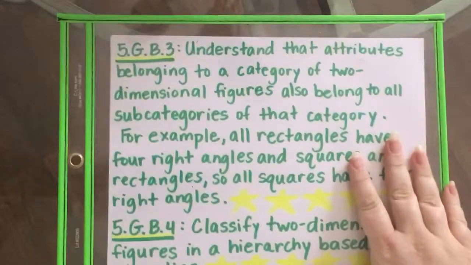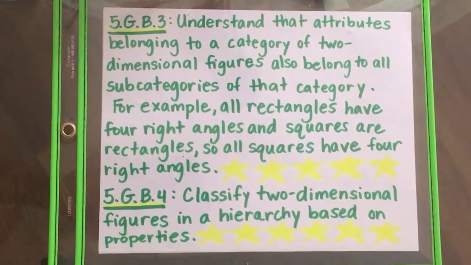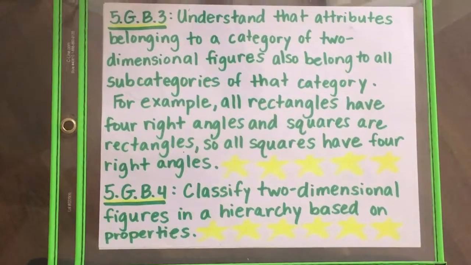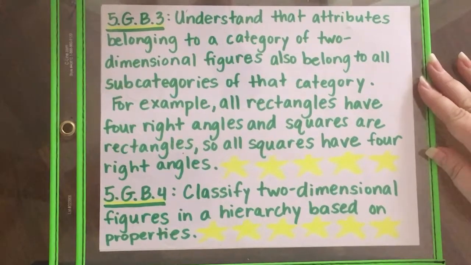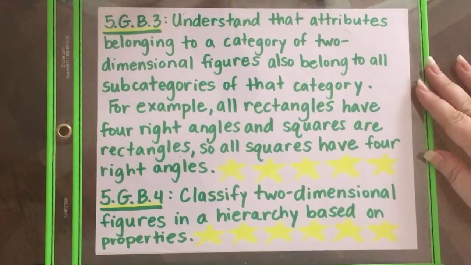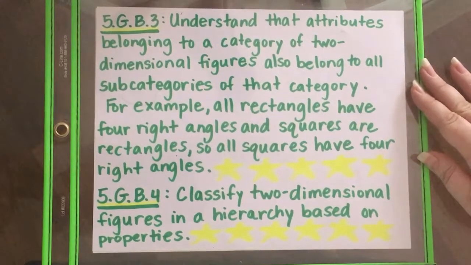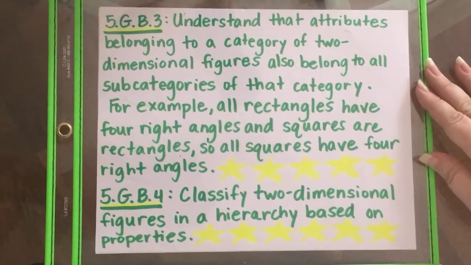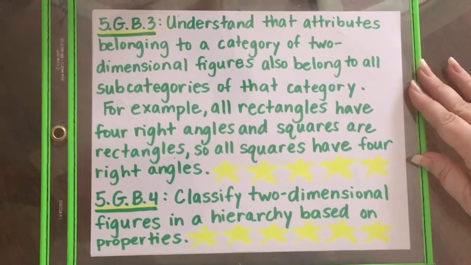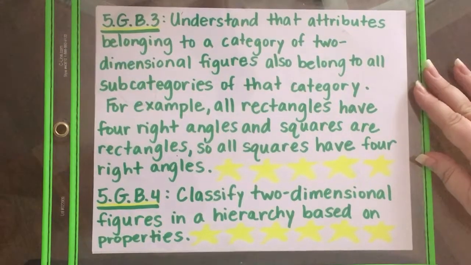What we're going to be focusing on today, though, is the following standard in 5th grade. It is 5.G.B.3. Understand that attributes belonging to a category of two-dimensional figures also belong to all subcategories of that category. For example, all rectangles have 4 right angles and squares are rectangles, so all squares have 4 right angles. We're also going to be going into 5.G.B.4. Classify two-dimensional figures in a hierarchy based on these properties.